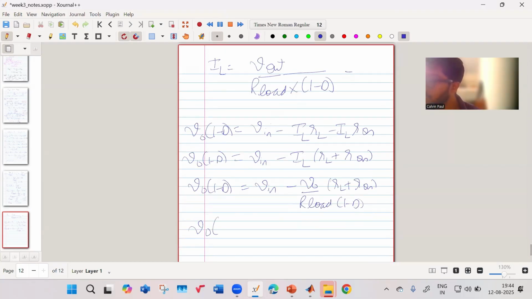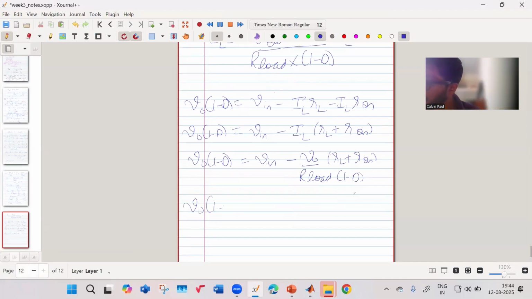So you get V output into 1 minus D square is equal to V in into 1 minus D minus V output into RL plus R on. Let us multiply throughout by R load into 1 minus D. What do we get? We get V output into 1 minus D square into R load, that is equal to V in into R load into 1 minus D minus V output into RL plus R on. Right?